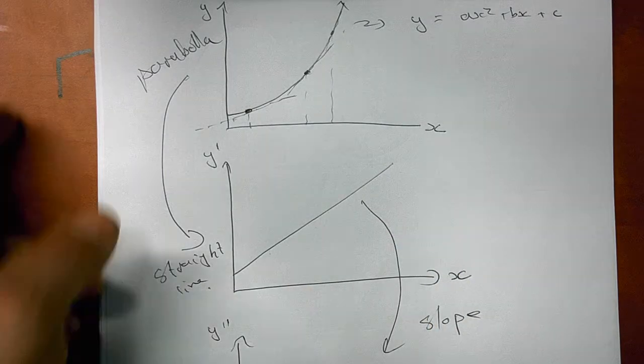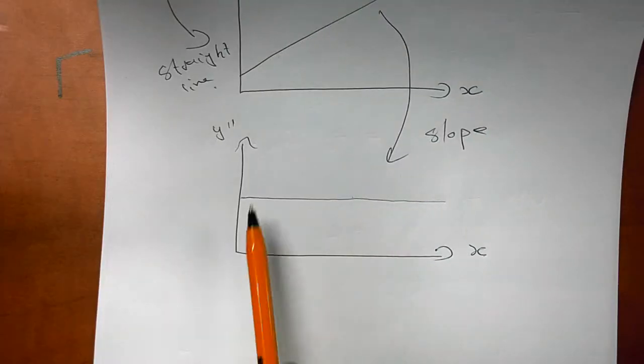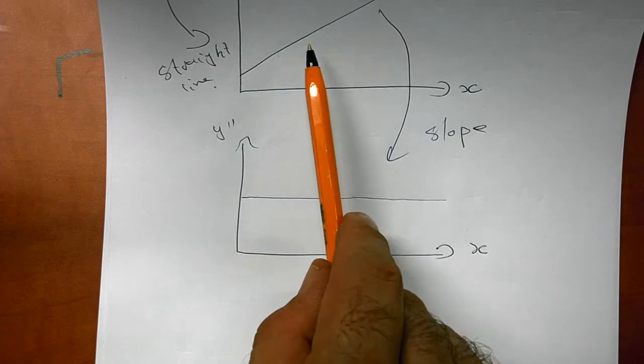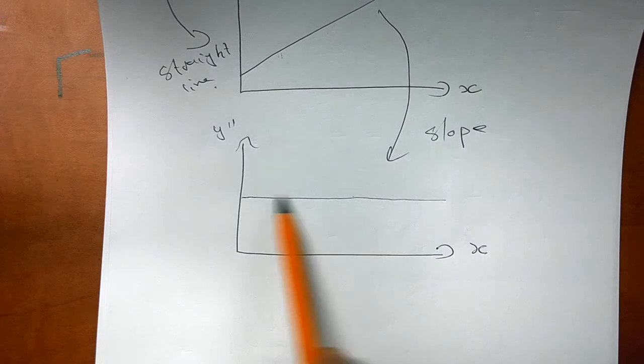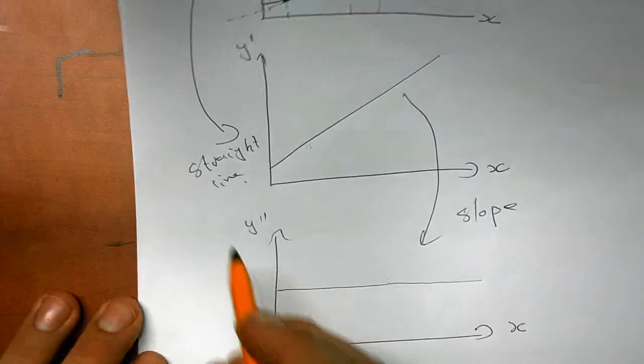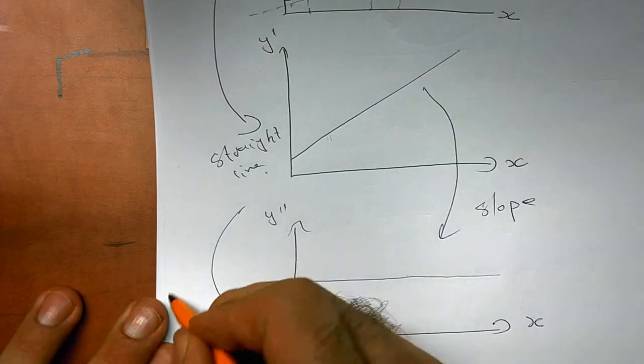So that gives me a constant. If I plot the slope of the straight line for all values of x, I must get the same value. So from a straight line, I basically go to a constant.